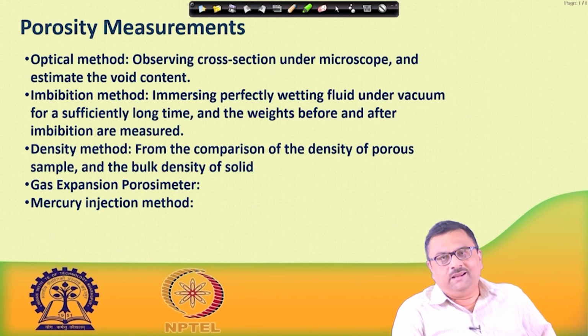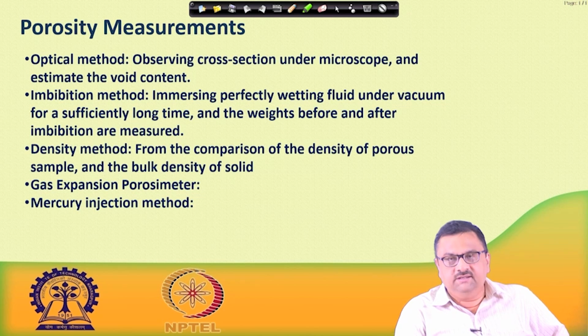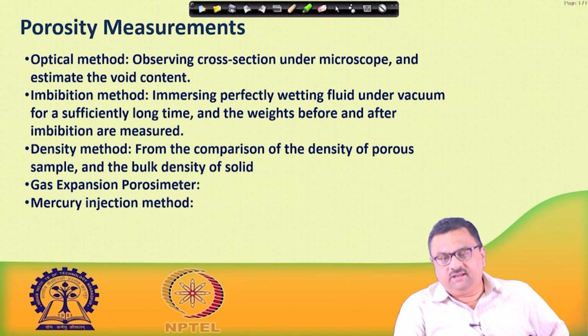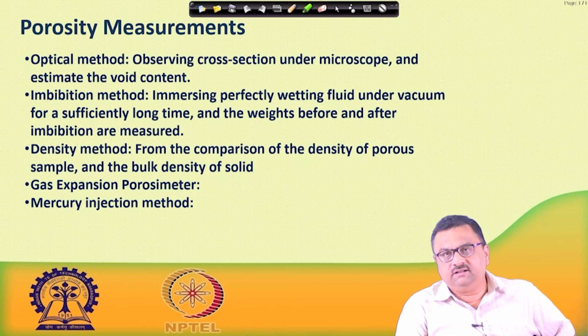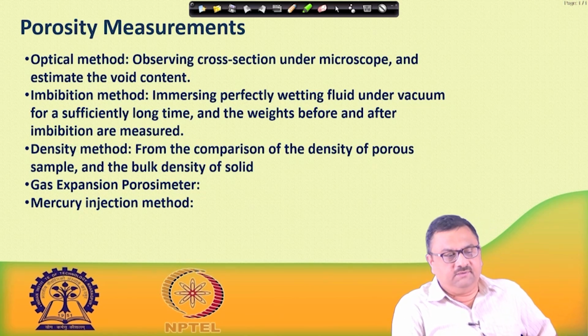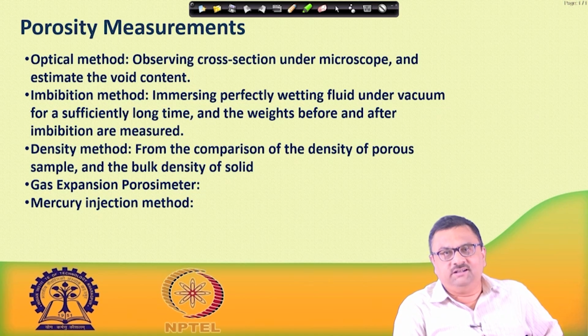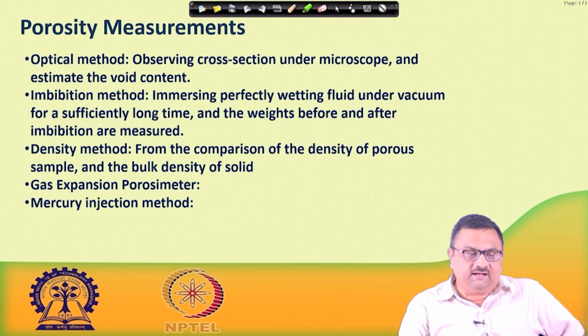That would be applicable per unit depth perpendicular to the image that is taken. So that porosity can vary. One can take different slices at different axial positions and find out what the porosity variation is. So one way to look at it is obviously the direct method, which is the optical method. Observe which part is void and which part is solid. The second method is known as the imbibition method.